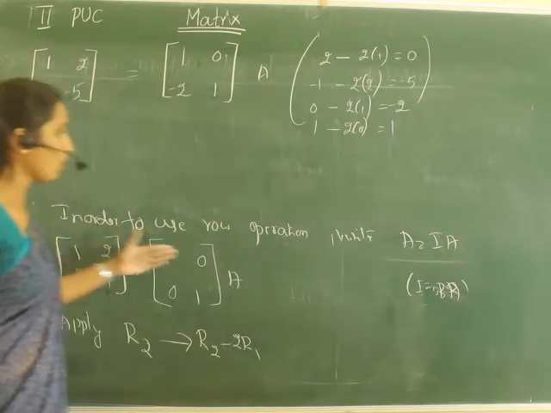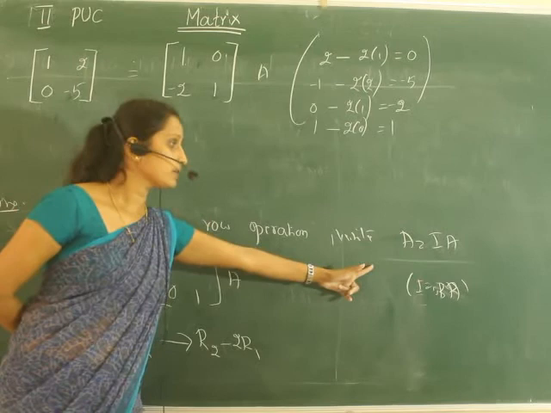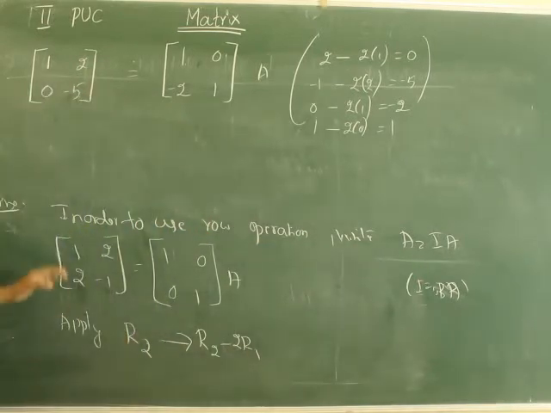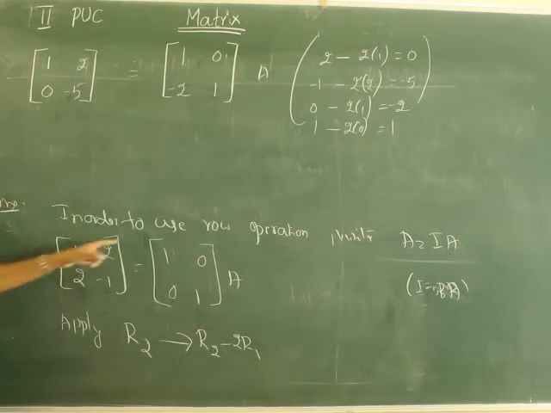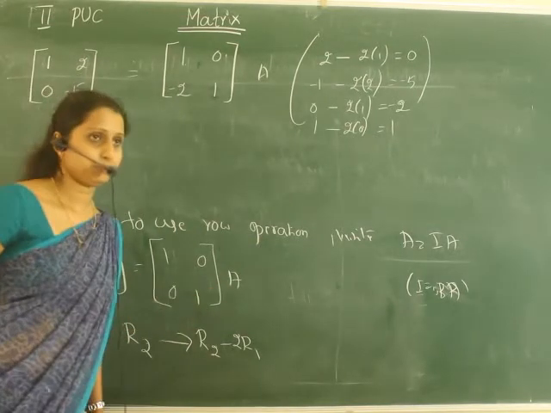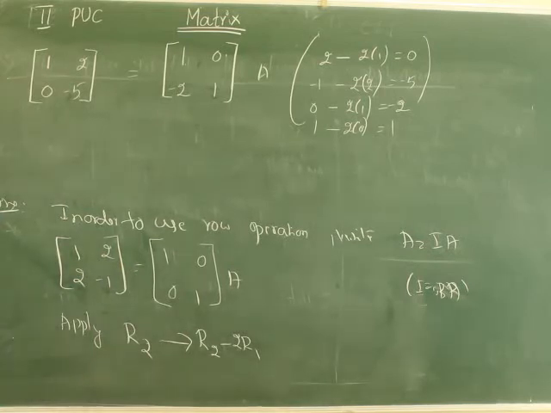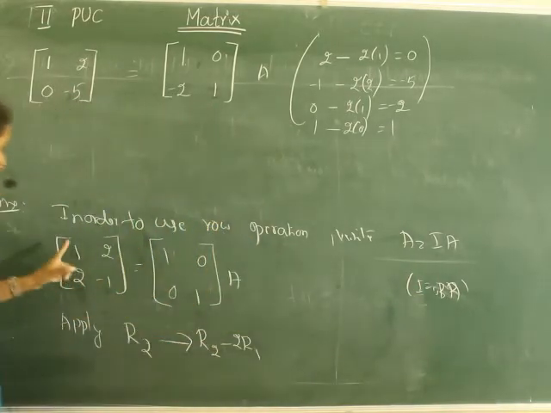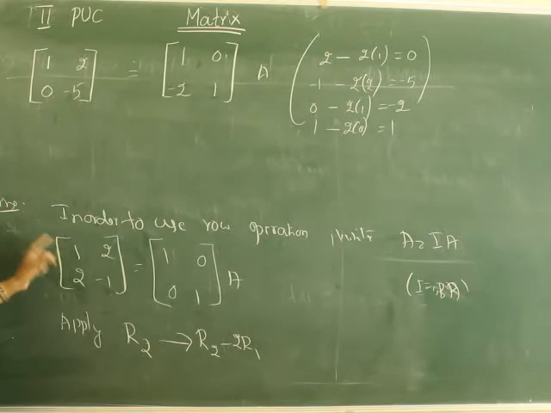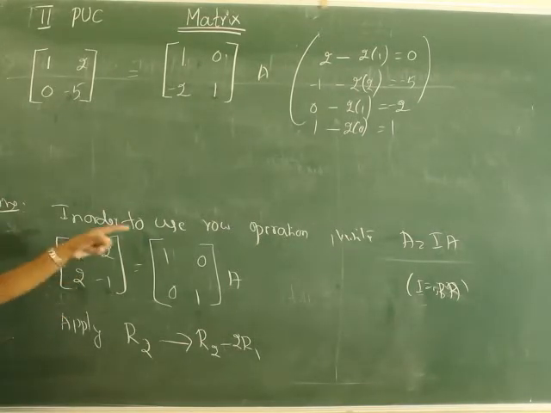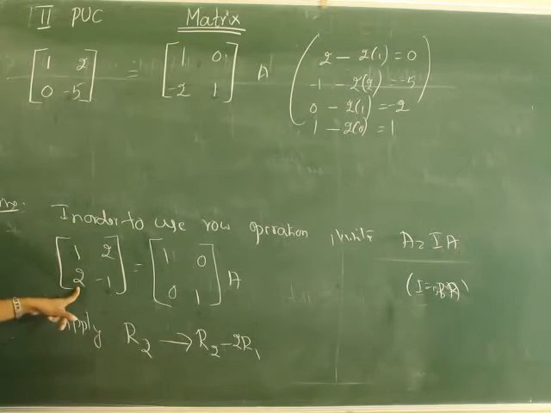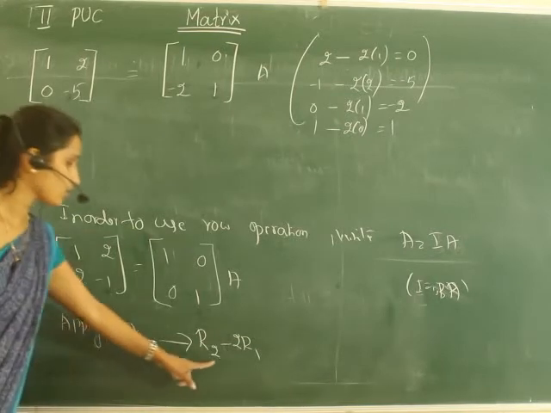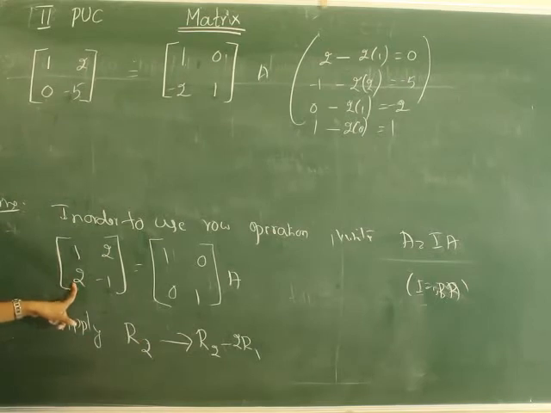In order to perform row operations, we first write A is equal to IA, that is, the given matrix A is equal to the identity matrix into A. These steps are very important. First we have to convert this to 1 to get I on the left side. Already it is 1, so no need to do the operation. After that we have to convert this to 0, because we need the identity matrix. So how did I convert it? I used R2 changes to R2 minus 2 R1.